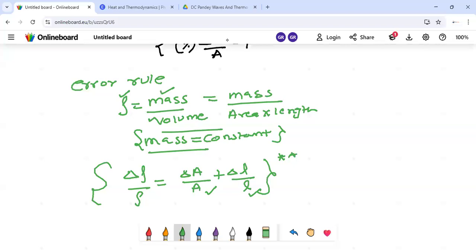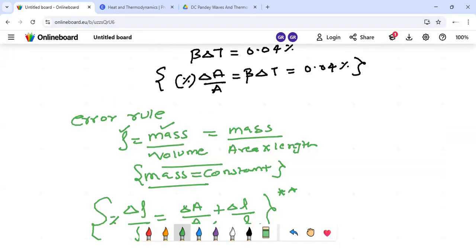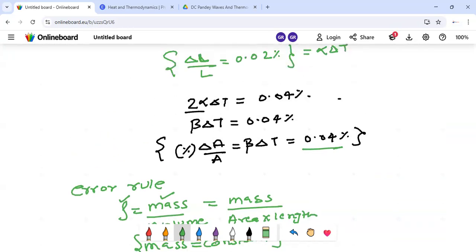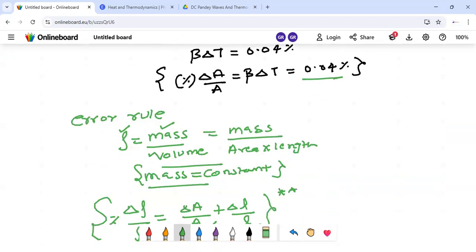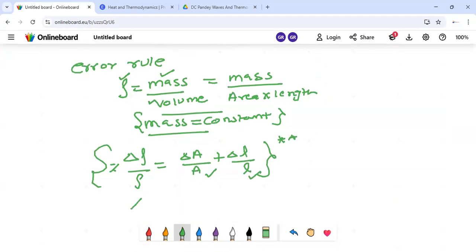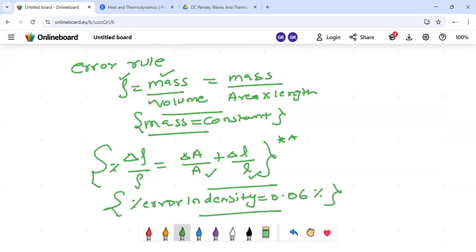Now, what is the percentage change or percentage error in area? 0.04. And what is the percentage error in length? 0.02. So can I say the percentage error in density will be 0.06%? Shri, this is the answer, beta. Okay, sir. Got it now. Thank you, sir.